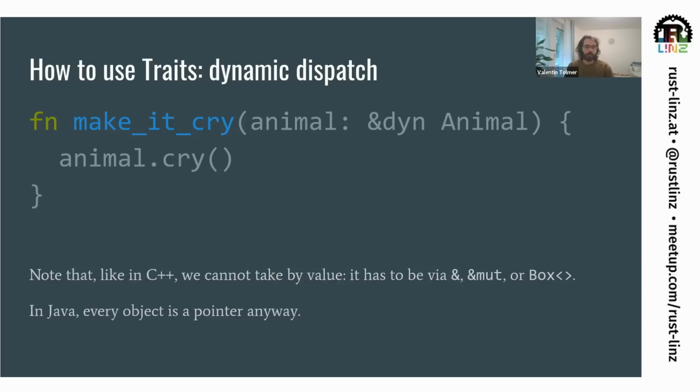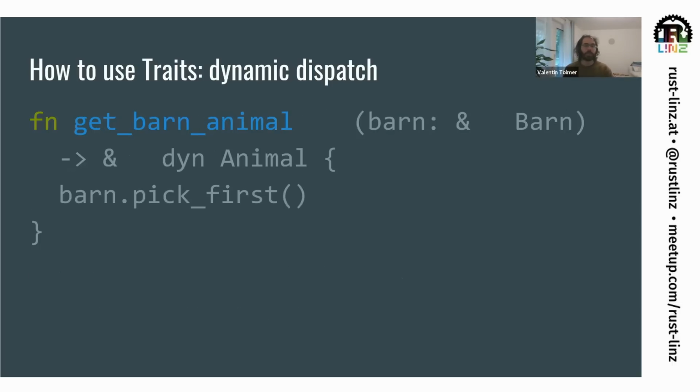Okay, now what if I want to return an animal? Let's say I have a barn and inside that barn there are animals, and I just want to get the first animal. So we have our function get barn animal that takes a barn and returns an animal from the barn. Once again, you can see that we're returning a reference to a dyn Animal, meaning we're returning a reference to something that we know implements the trait Animal, but that's all we know.